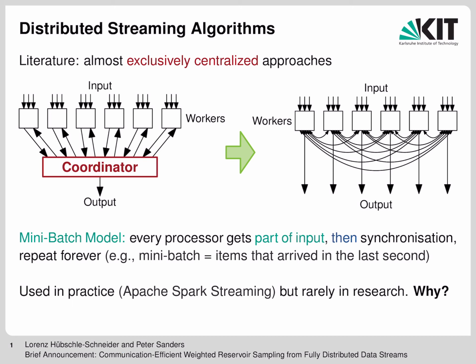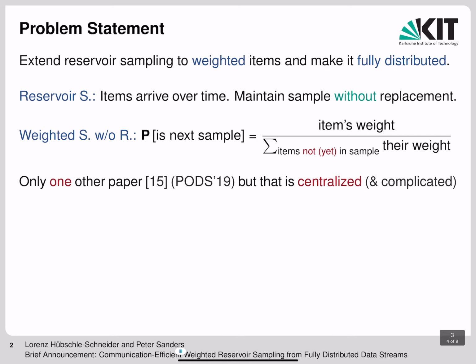Such a model is widely used in practice, for example in Apache Spark streaming mode, where a mini batch could, for example, be the items that arrived over the last second. However, algorithms research rarely uses such models, and we ask ourselves why and hope that this will change in the future. To showcase that this model is useful, we apply it to the problem of weighted reservoir sampling.